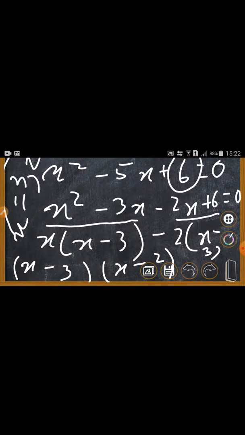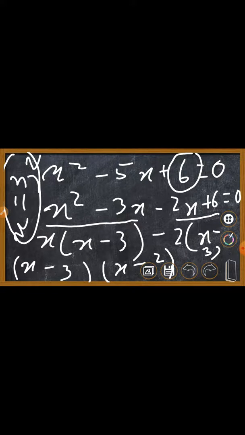I'm writing it over here because there's no space left. So finally you find out that x is equal to plus 3 and x is equal to plus 2. So what are this 3 and 2? These 3 and 2 are the roots of the equation. Understood? So 3 and 2 are roots of this equation.